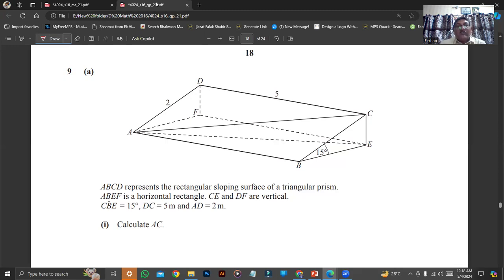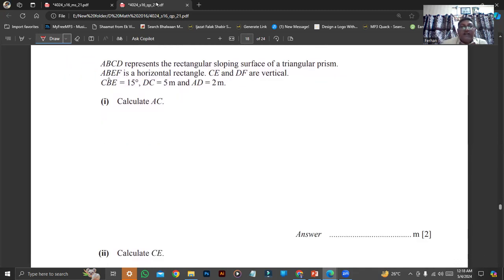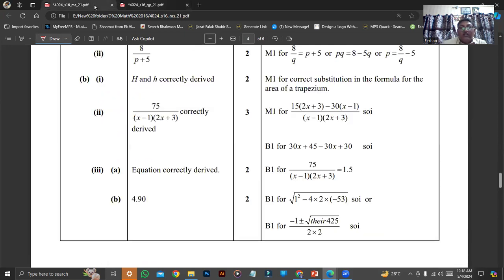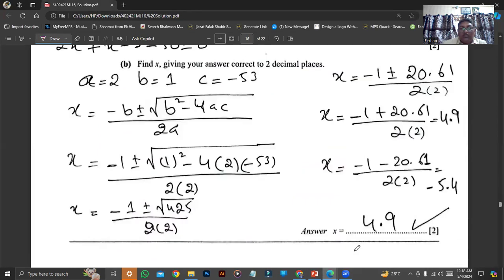Can you see the right angle triangle ADC? The DC is 5, the AD is 2. Angle ADC is 90, so it's a right angle triangle. We will apply Pythagoras on it, and we will be able to find the value of AC. So let me show you the solution.